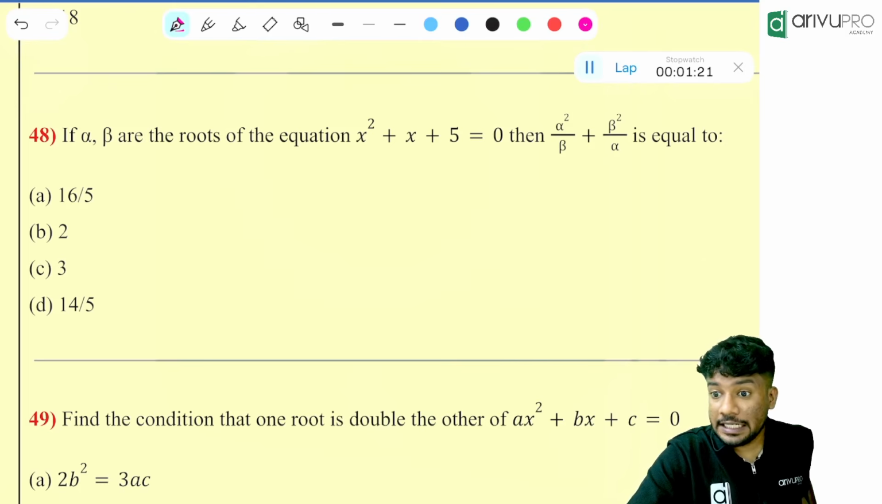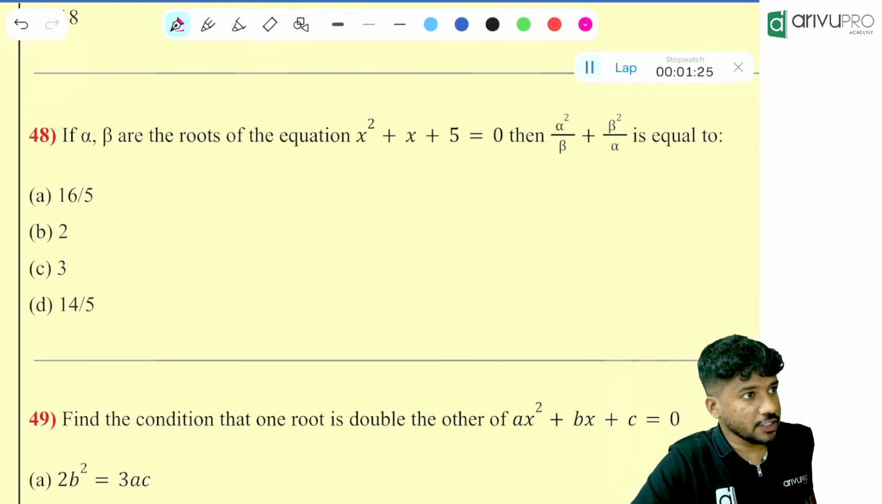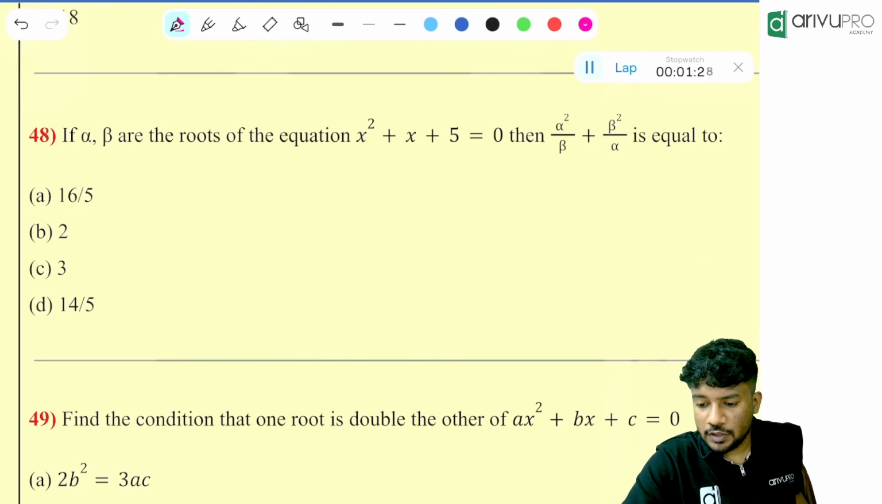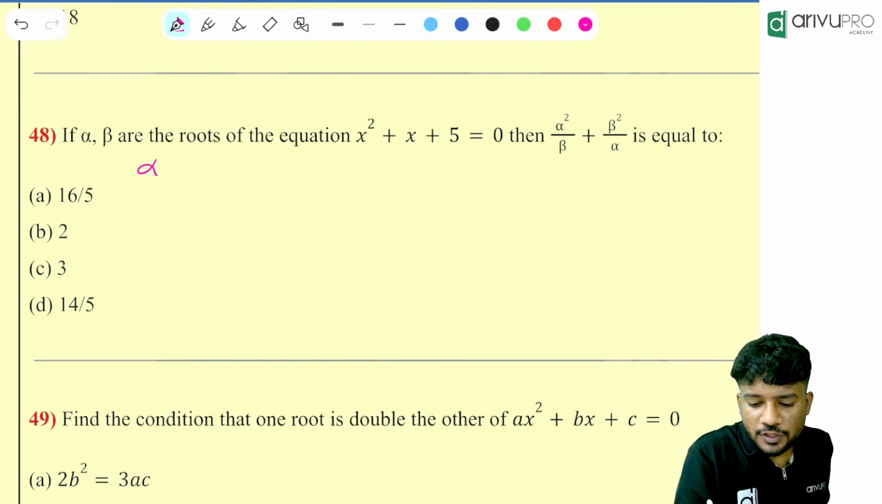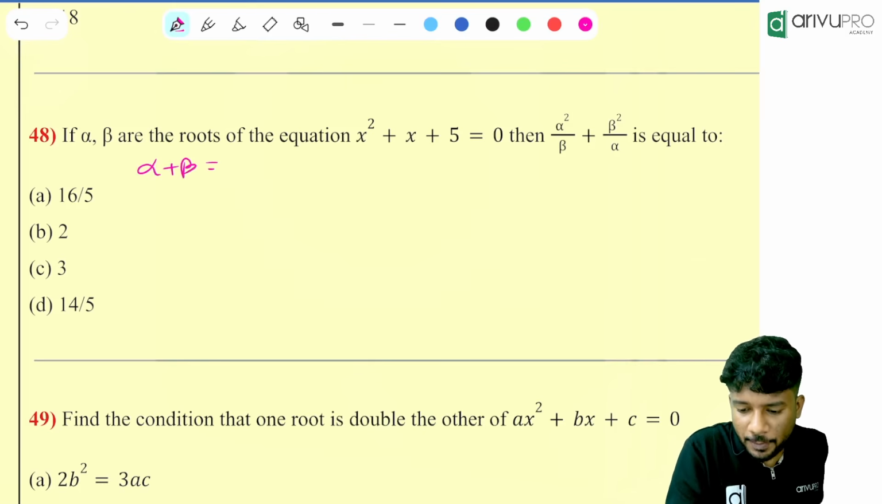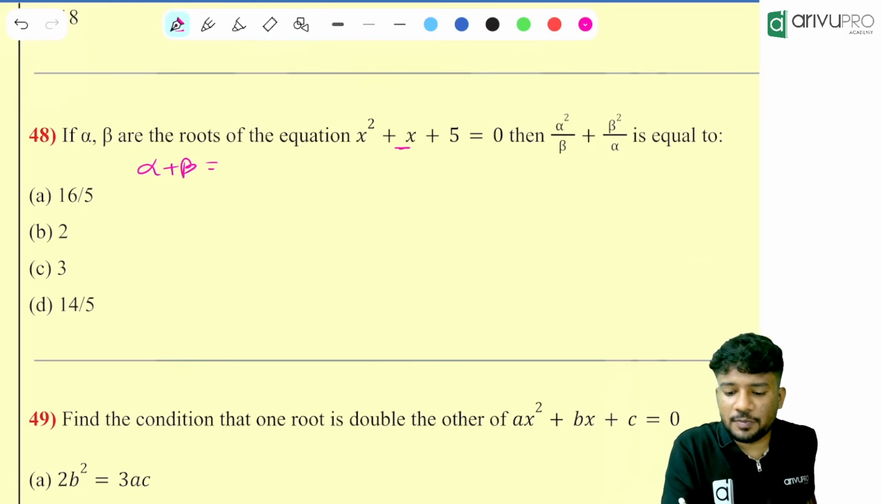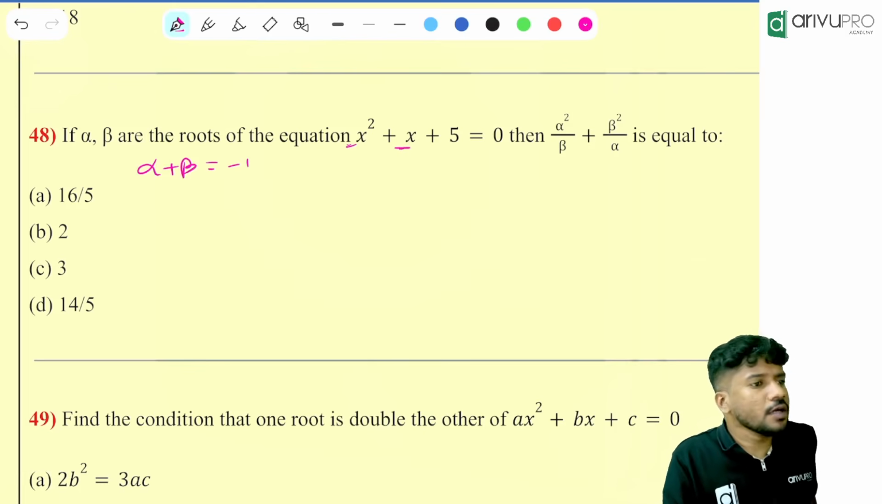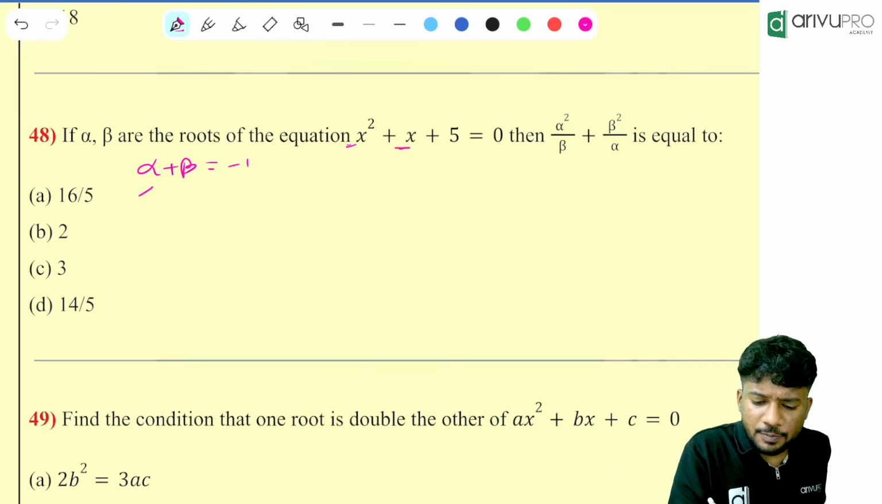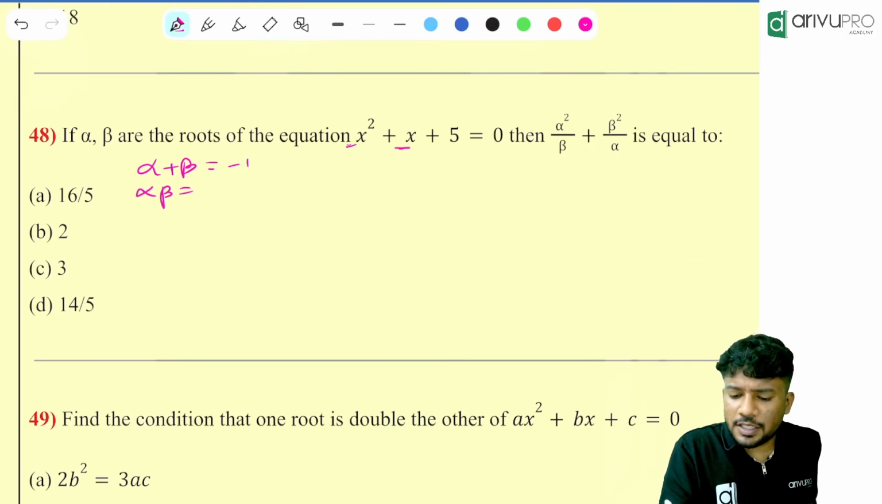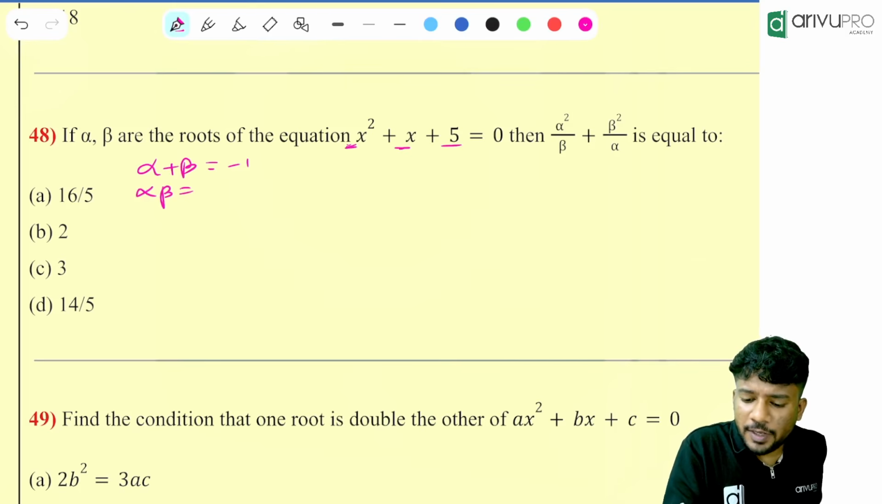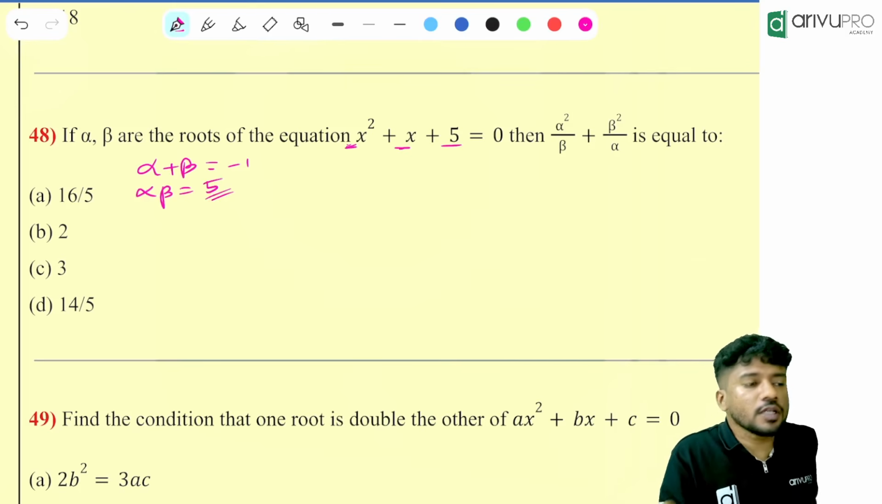Option D. Good. Very good. We will check in 5 seconds. First of all, tell me what is alpha plus beta? Sum of the roots. Alpha plus beta is nothing but minus coefficient of x divided by coefficient of x square. That will become minus 1. Then what is alpha beta? Alpha beta is nothing but constant term divided by coefficient of x square. That will become what? 5.